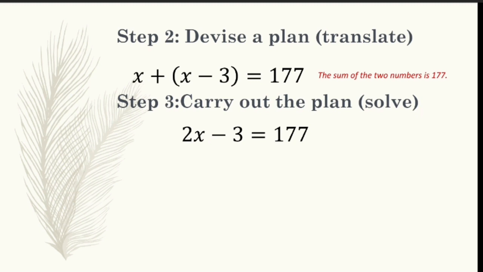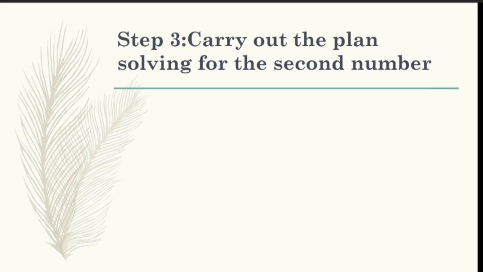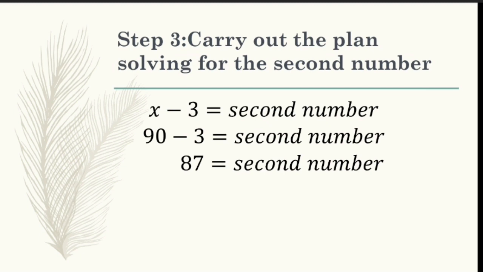So let's try to solve. 2x is equal to 180. Divide both sides by 2. So x is equal to 90. That's our first number. Carry out the plan for the second number. x minus 3 is equal to our second number. So simply substitute, 90 minus 3, so 87. So we have now our second number.